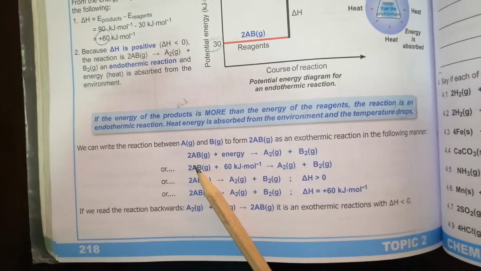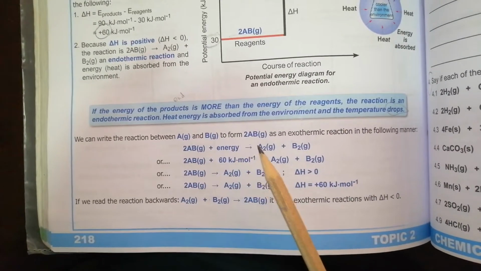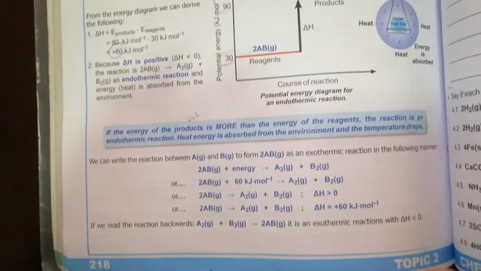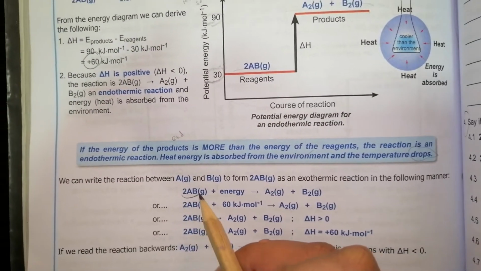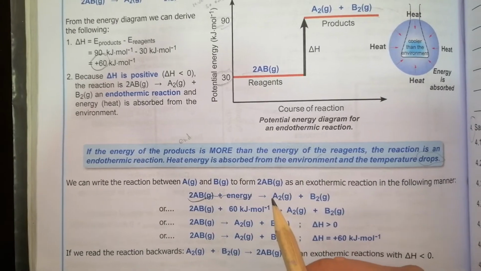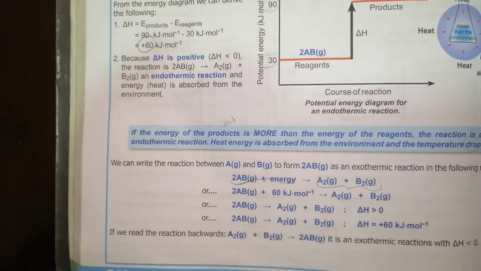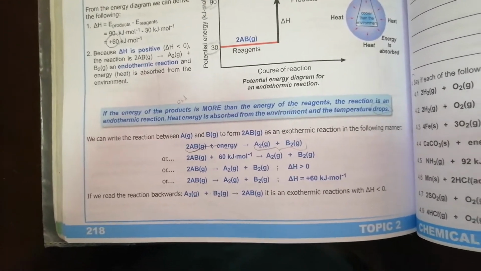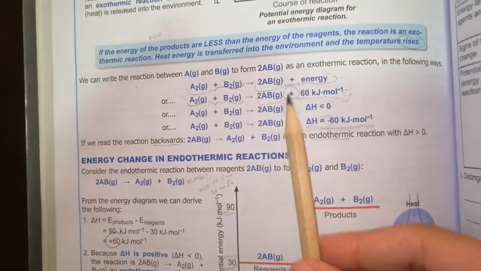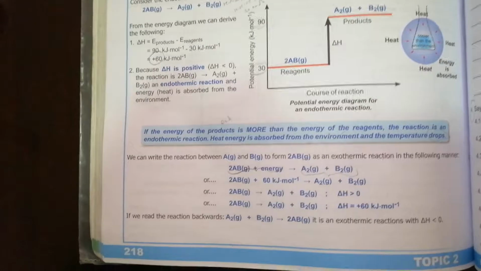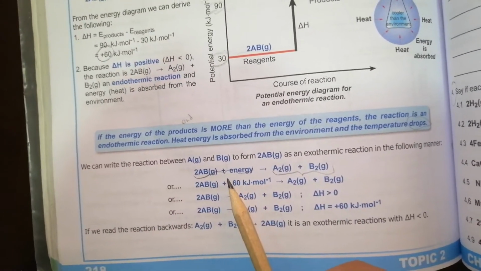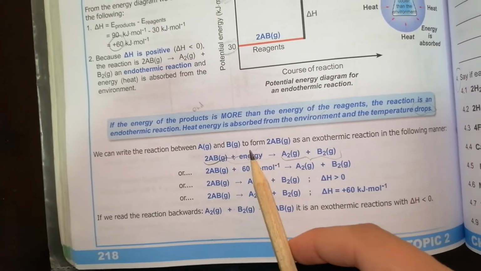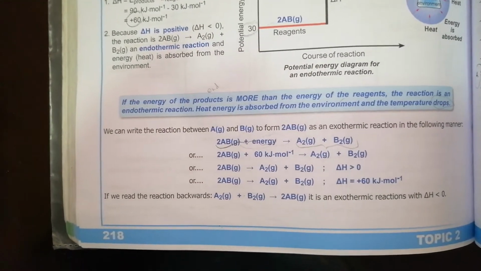Now, if we're looking at this reaction, can you see you have here the reaction 2AB plus energy giving you A2 plus B2. Can we see the difference already? 2AB and energy is now the reactants, and A2 plus B2 is the products. Before, we showed exothermic reactions with energy as the product. Now with endothermic reactions, we're showing energy as the reactant. So anytime you see energy as a reactant, that means it's an endothermic reaction.